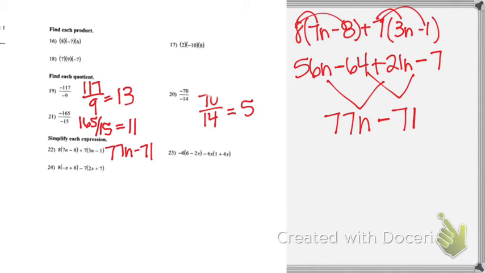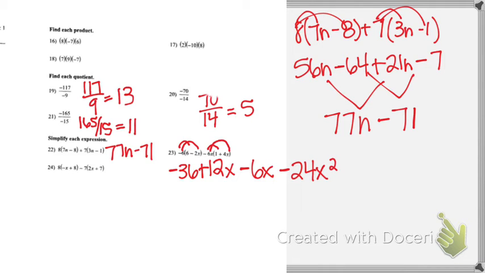On number 23, a negative 6 times 6 is a negative 36. Negative 6 times negative 2x is a positive 12x. Negative 6x times 1 is a negative 6x. And a negative 6x times a 4x is a negative 24x squared. Now remember, when we get ready to write our answer, we always want to put our highest exponent first and work our way down.